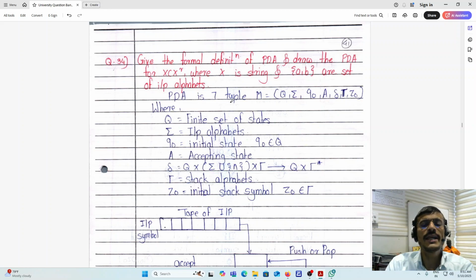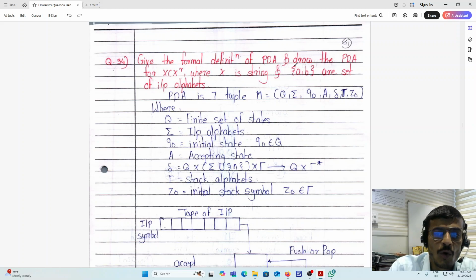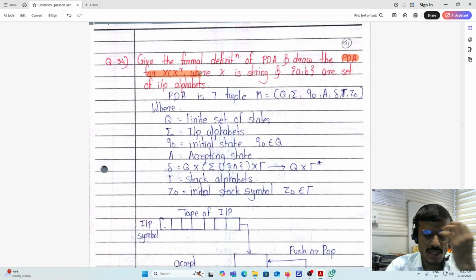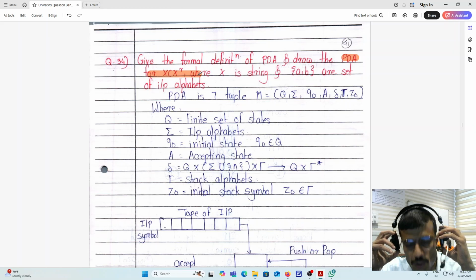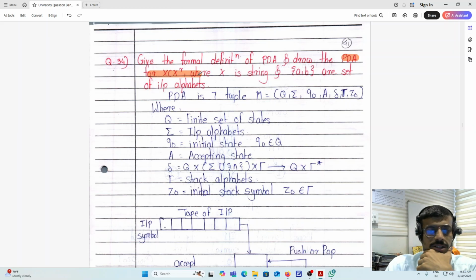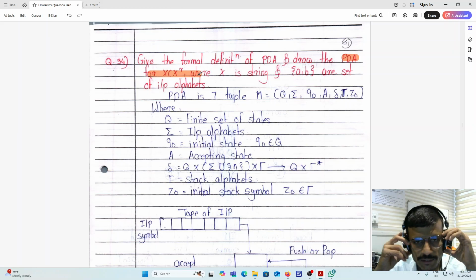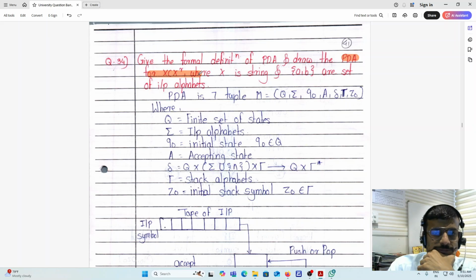So basically PDA, that is a pushdown automata, which is a 7-tuple, and we have to go for the PDA of XCX^R, which means we have to draw the PDA for a palindrome. Okay, so as per the definition, a pushdown automata is a 7-tuple.